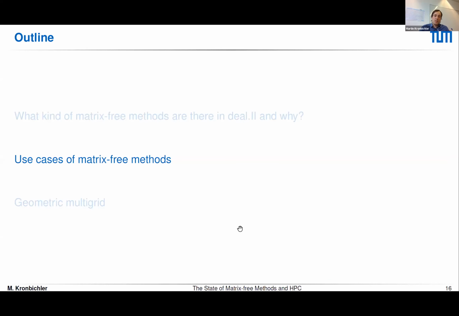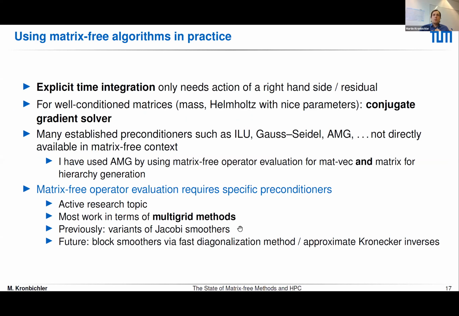So let me now use a few minutes for where we use it and how we use it. So of course, a matrix-free algorithm, what I'd show you is this is a facility to make integration quick. So of course, explicit time integration is the immediate answer to that. Well, I use that because I just have a right-hand side, I just have a residual. If I have simple linear systems, I can choose conjugate gradient with maybe diagonal preconditioner, which works. But many of the established preconditioners like ILU, Gauss-Seidel, and so on, they don't work because I don't have the matrix entries.